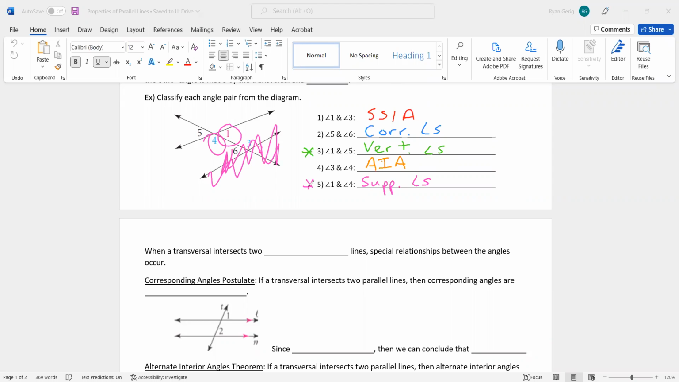Okay, so 3 and 5 were not from this lesson, but they're going to be in these pictures, and you have to be able to identify even those angle pairs as well. Okay, I know I'm asking you a lot in this lesson.